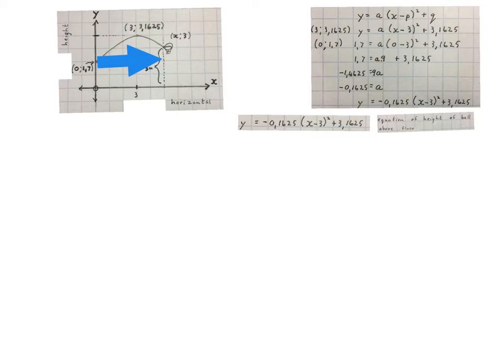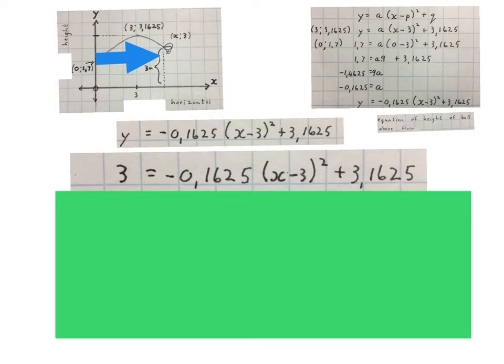And now the question asks us, what is the distance of this blue arrow here? In other words, the distance from her hand to the front of the rim, the horizontal distance there. So they're asking us the x value, and they gave us the y value, which is 3. So now we take this 3 that they gave us as the height of the rim, we put it in the place of y in my equation, and work out what the x value will be. Just solve this equation.